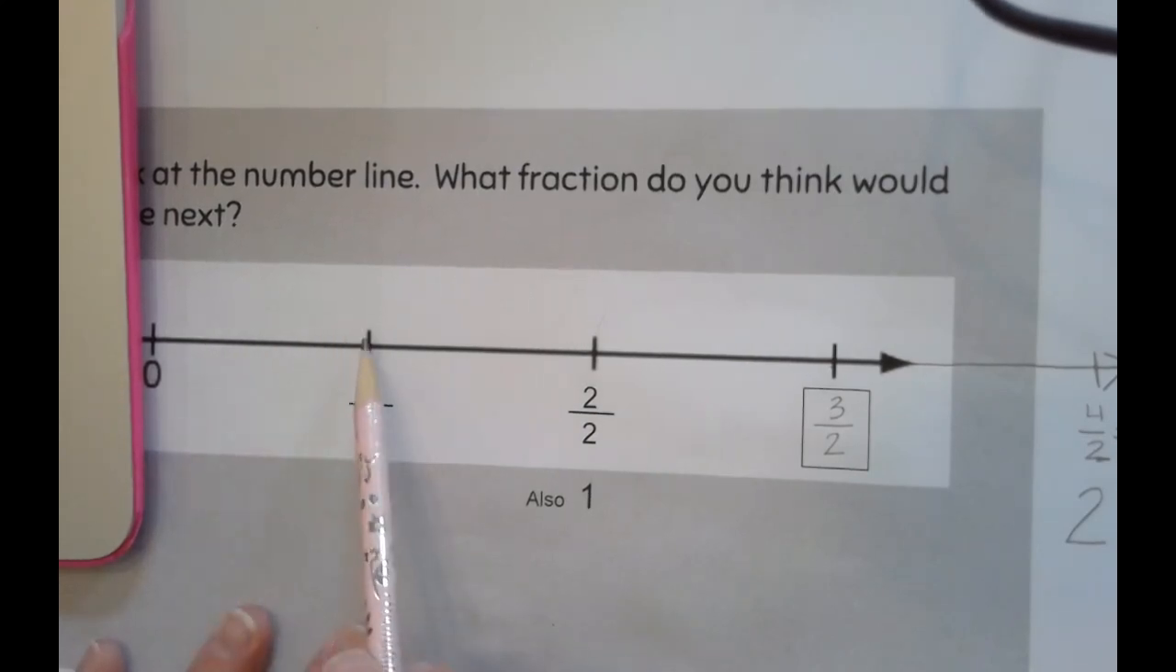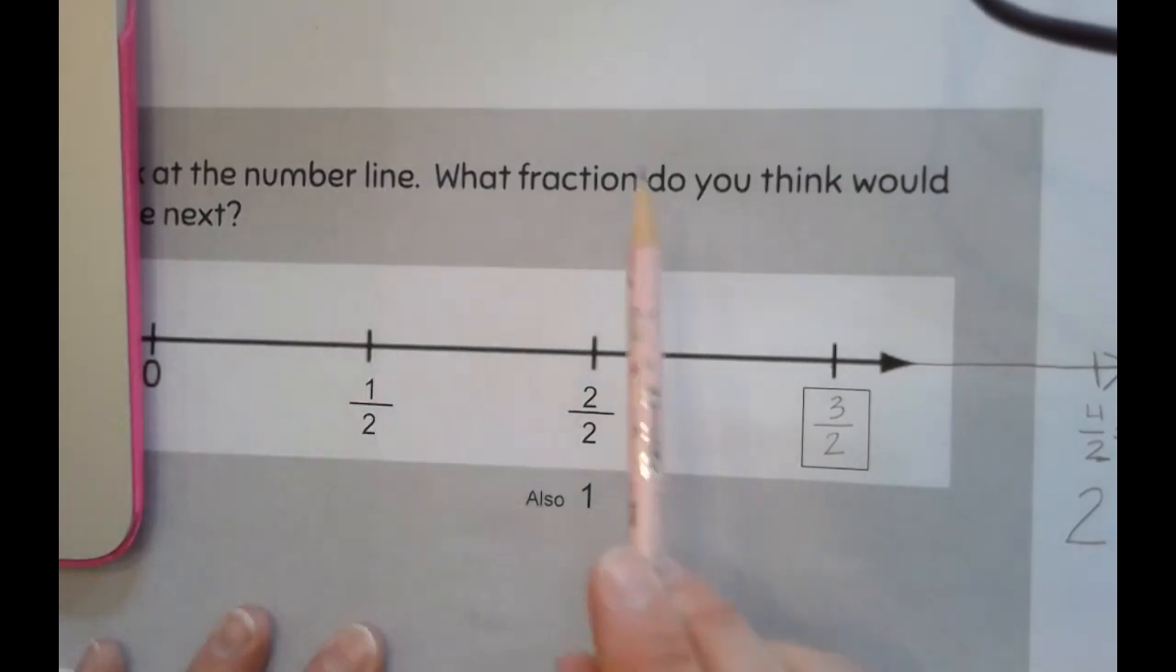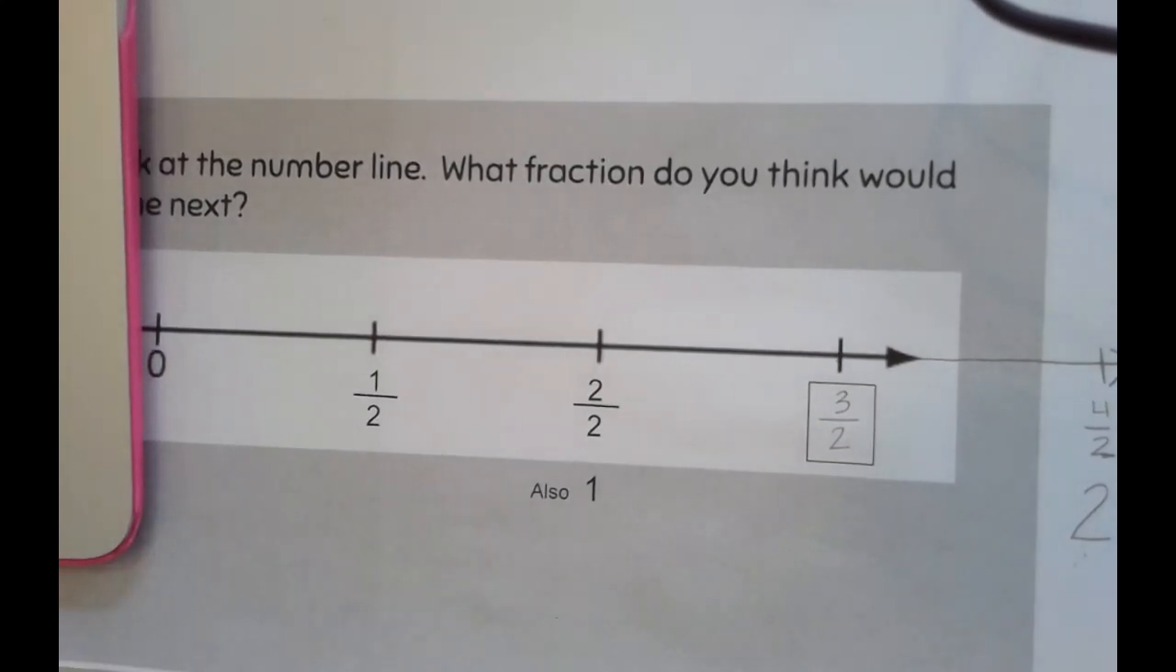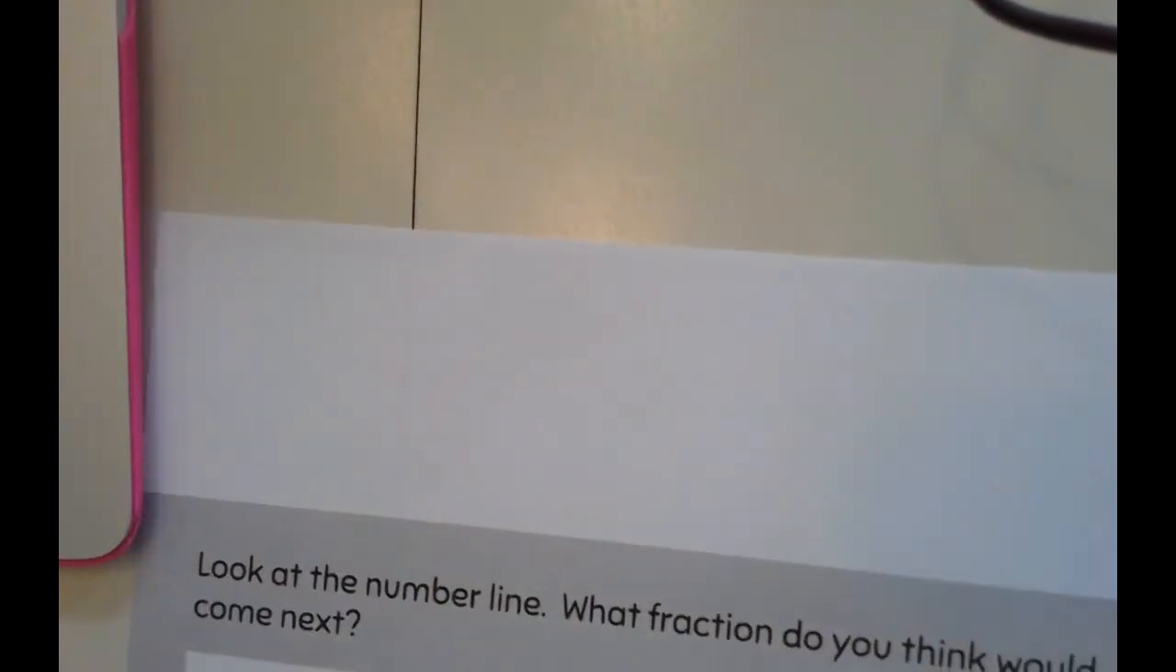So, I have 1 half, and then that makes a whole, and then I have 3 halves, and then I have another whole, so I have 2 wholes now. Okay. Now, let's take a look at another example.